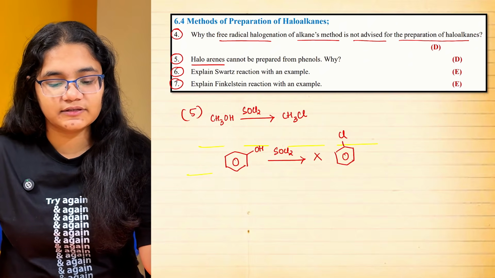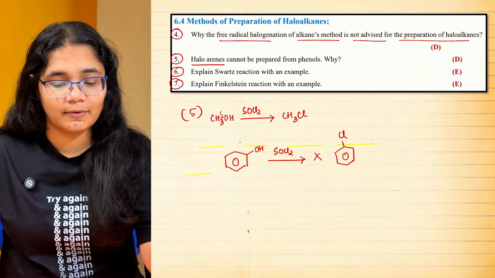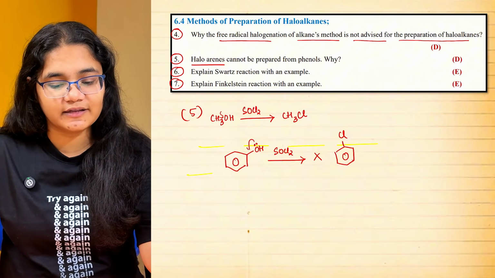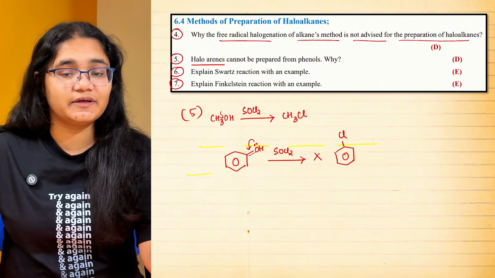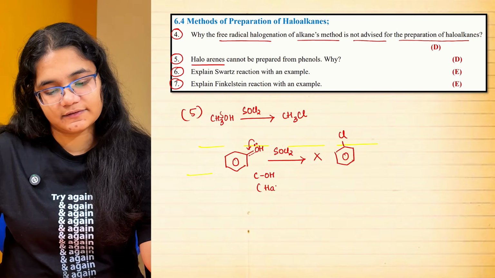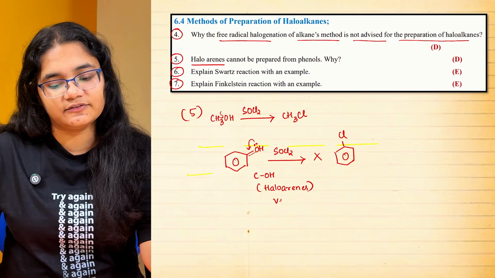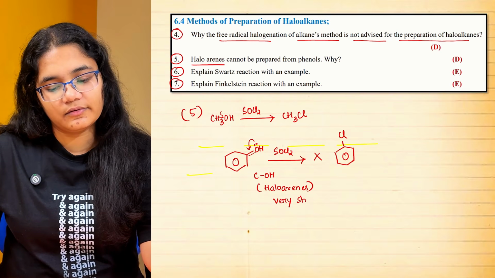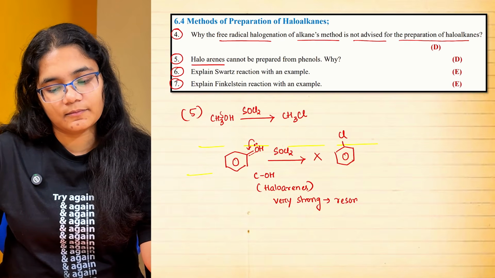When you have this one, the C-OH bond can break easily and the OH can leave the compound. But here, what happens? We have resonance, we have a partial double bond character. So the C-OH bond in haloarenes is very strong. Why is it strong? It is very strong due to resonance.